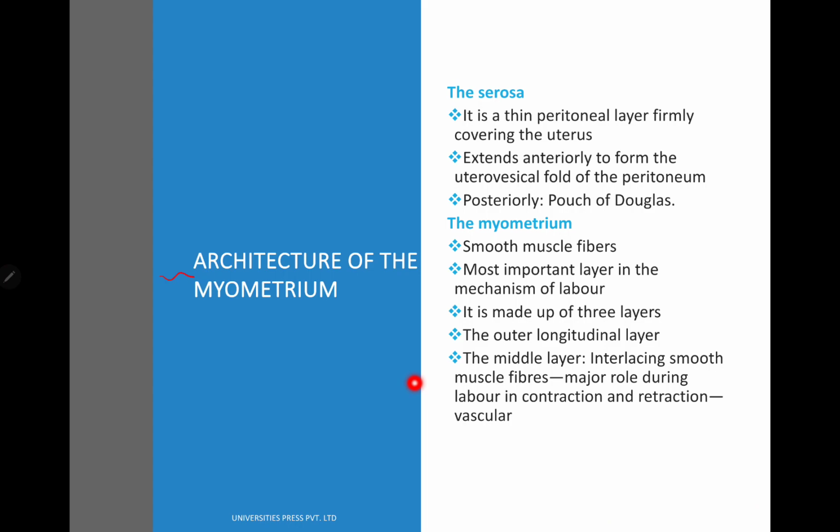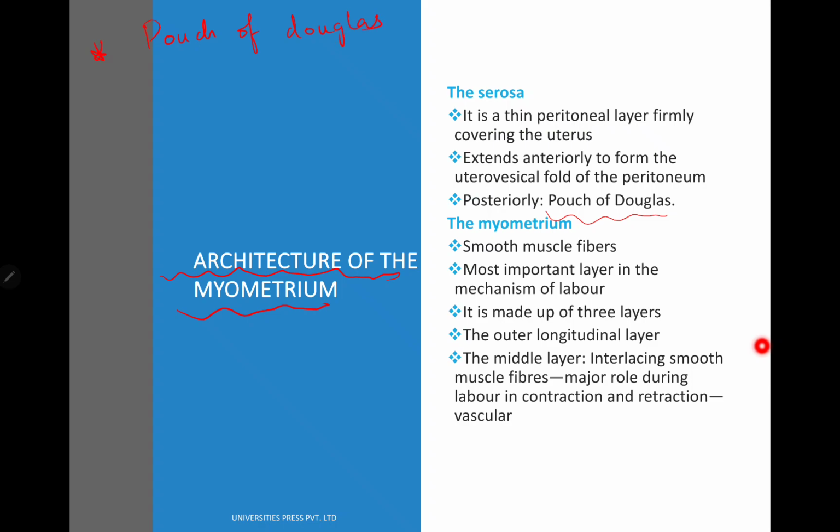So coming to the architecture of myometrium. Let's talk about the outer layer first, that is the serosa, okay? Serosa is a thin peritoneal layer firmly covering the uterus. It extends anteriorly to form the uterovesical fold of peritoneum. Posteriorly, you have the pouch of Douglas. Okay, so what is this pouch of Douglas? Pouch of Douglas is a very favorite MCQ, guys.